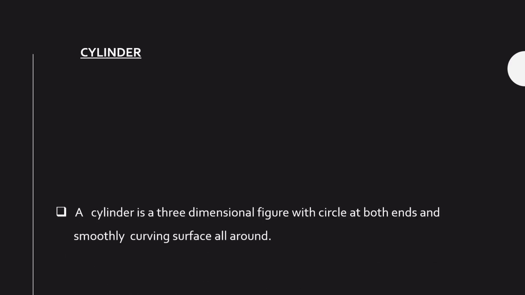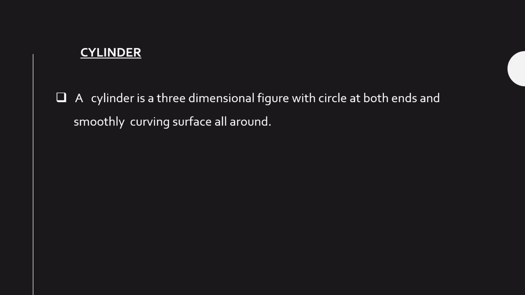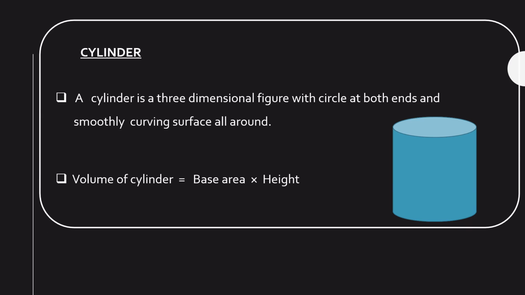Okay. Now, can you write a short note on cylinder based on the points we have discussed and the things you know? Okay, write a short note. If possible, draw a figure also. First of all, you write the definition, isn't it? Yes, the cylinder is a three-dimensional figure with circle at both ends and smoothly curving surface all around. Very good. And the volume of cylinder is base area into height. And draw a cylinder. Put it inside a box because all the properties about cylinder are very important.